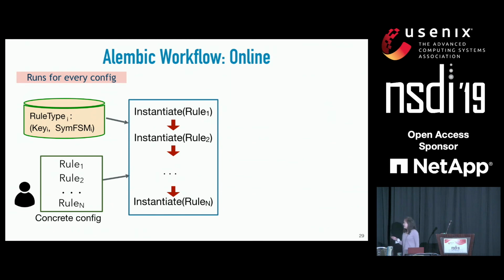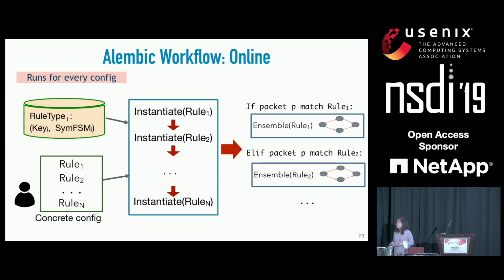Now, in the online process, given this database and the concrete configuration composed of multiple rules, we will first match a rule to a corresponding symbolic FSM and instantiate an ensemble using the key. The output is the logically composed version of such ensembles.